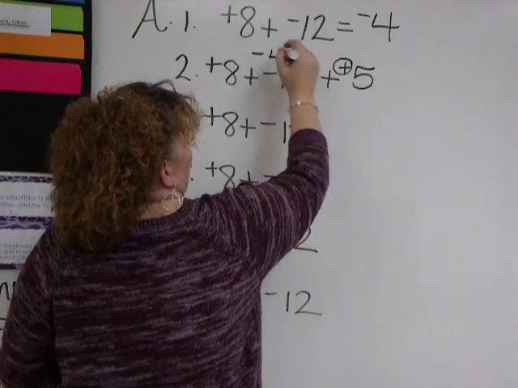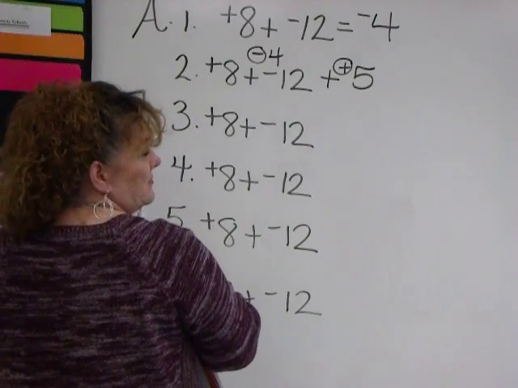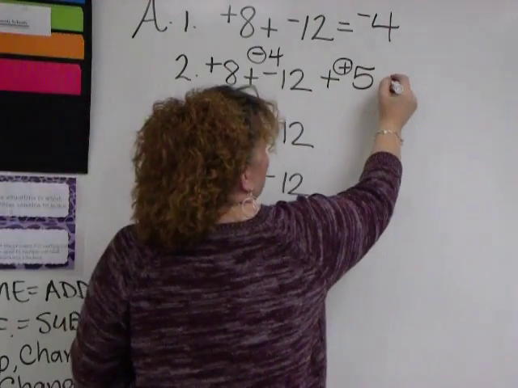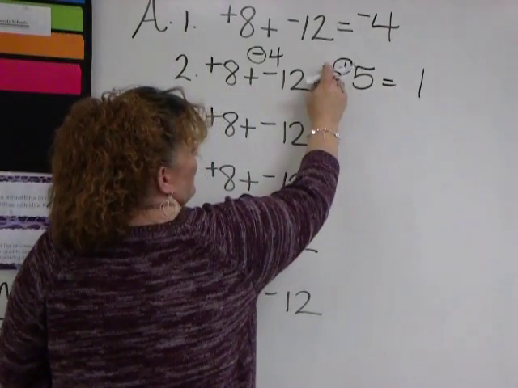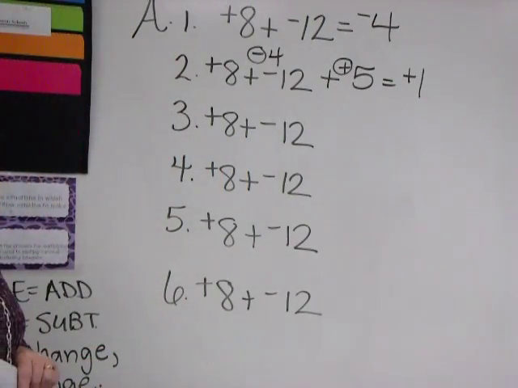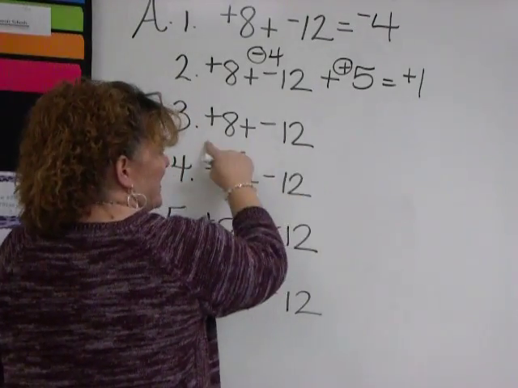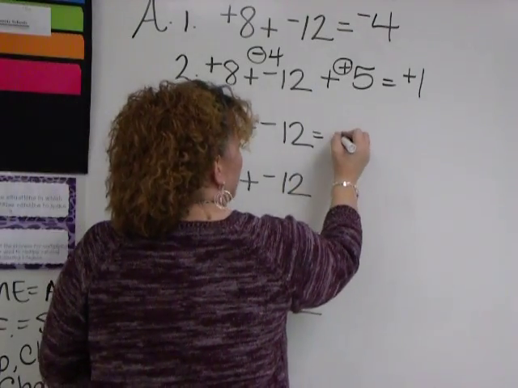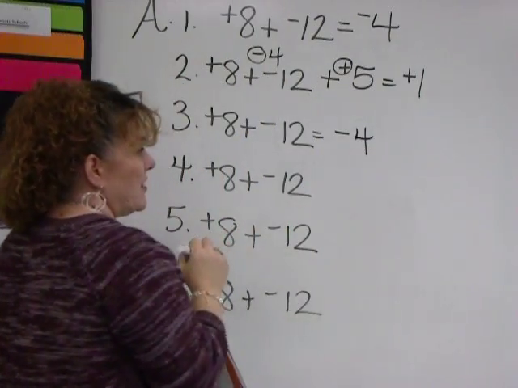The signs are different, so you subtract. 5 minus 4 is 1. The higher number is a positive, so it's positive 1. Now again, we already know that this original board is equal to a negative 4.